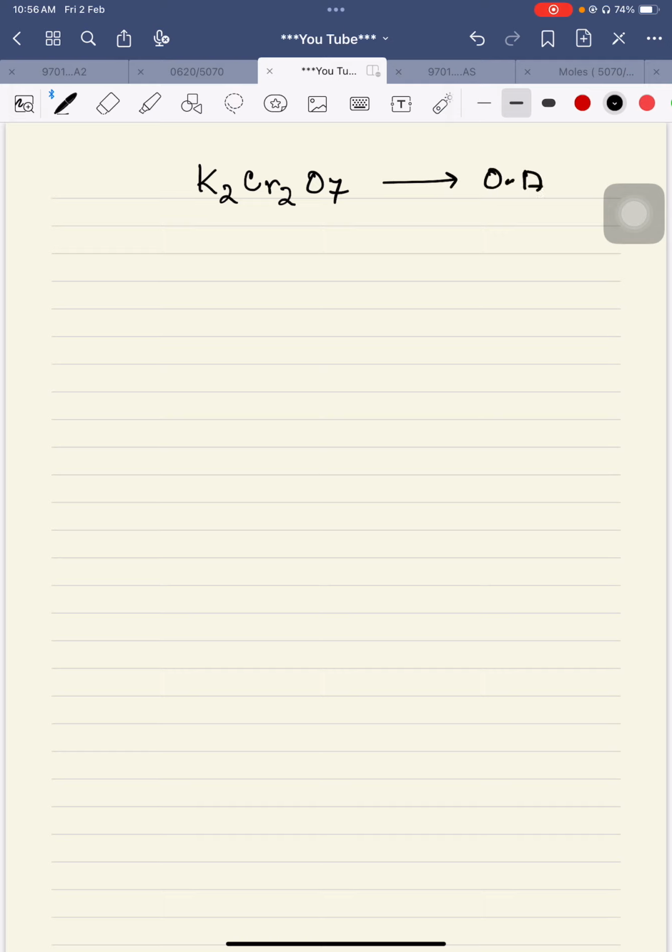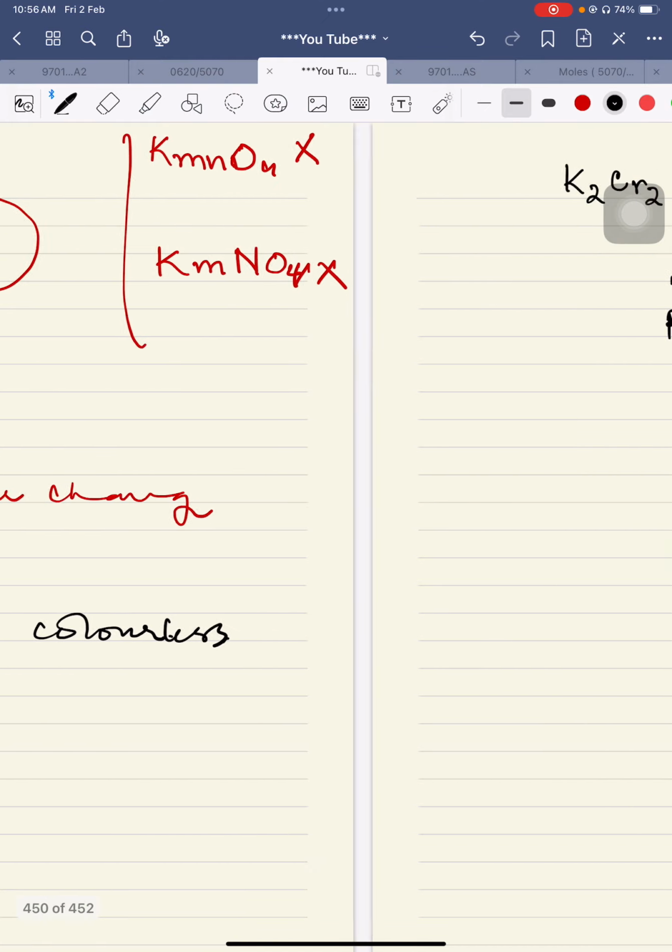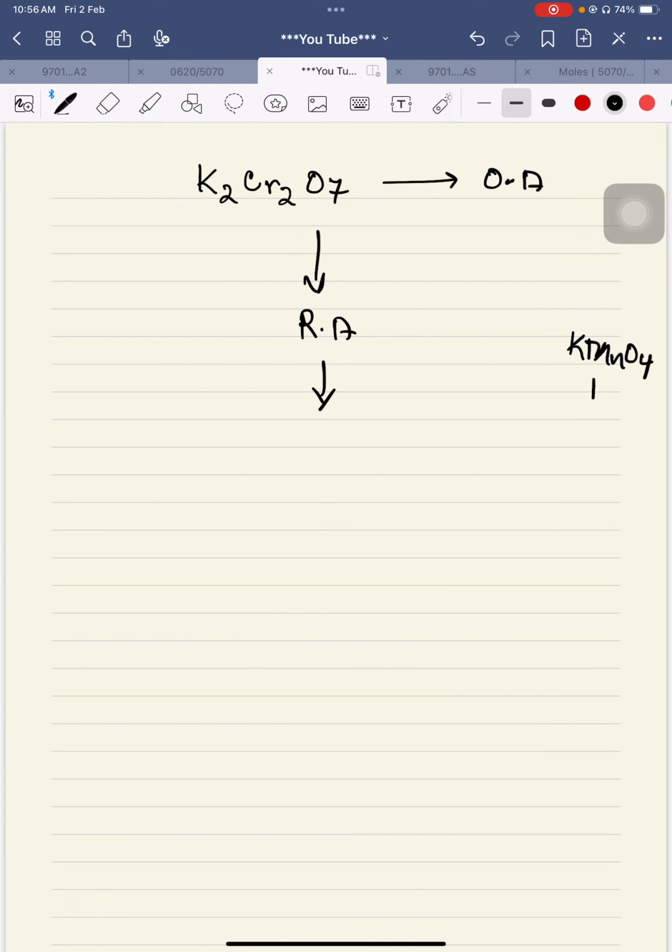Again, guys, this is an oxidizing agent, and when it is added to a reducing agent, there will be a color change. One thing I would like to tell you before moving ahead: if KMnO4, which I have just discussed on the previous page, is an oxidizing agent, and it is added to another oxidizing agent, no color change will be seen.